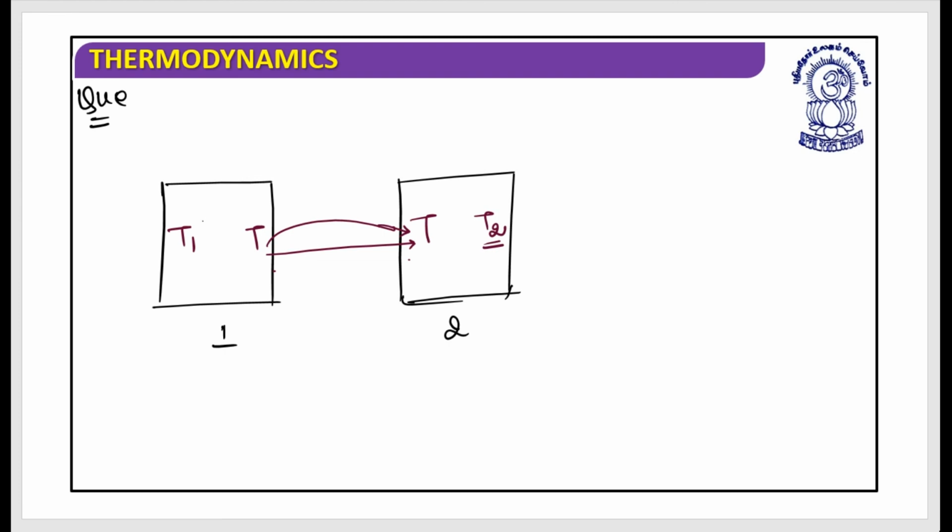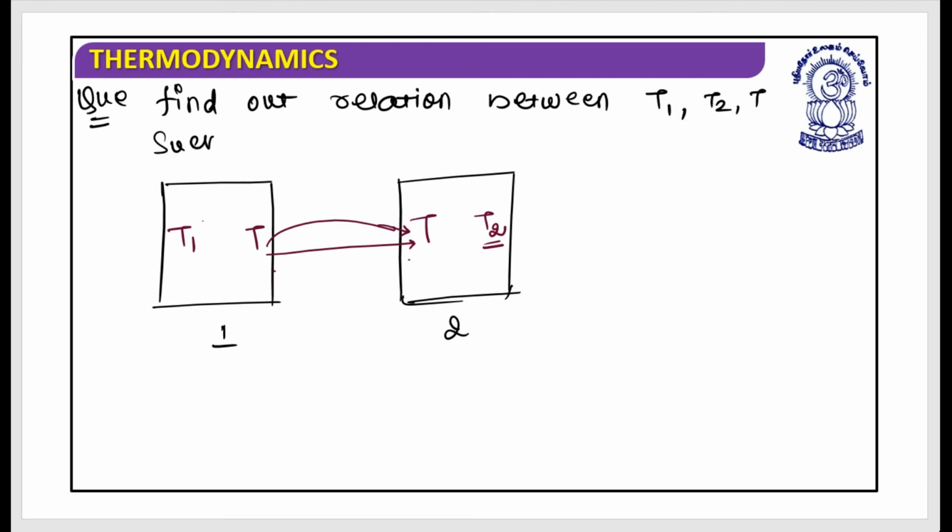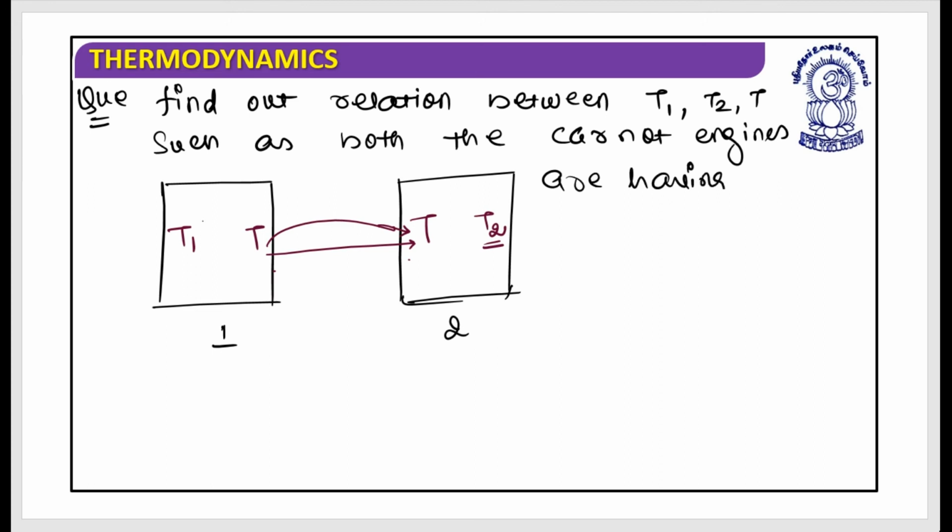So what we have been asked is to find out the relation between T1, T2 and T such that both the engines, or I should say both the Carnot engines, have the same efficiency. This is the question. How will you do this?